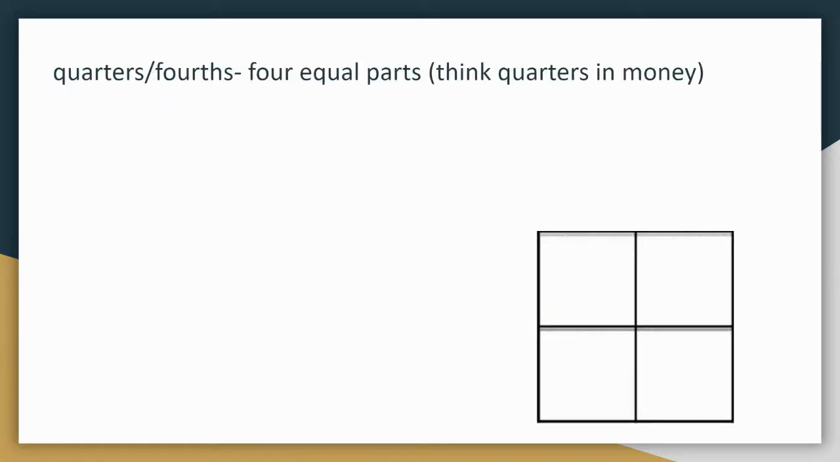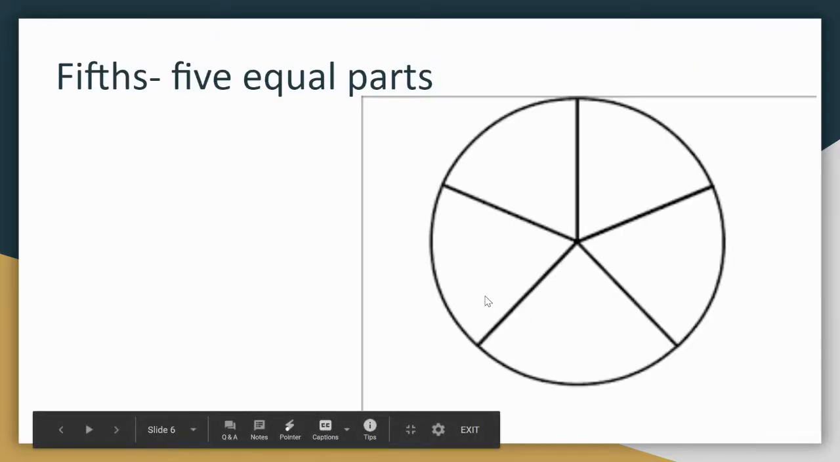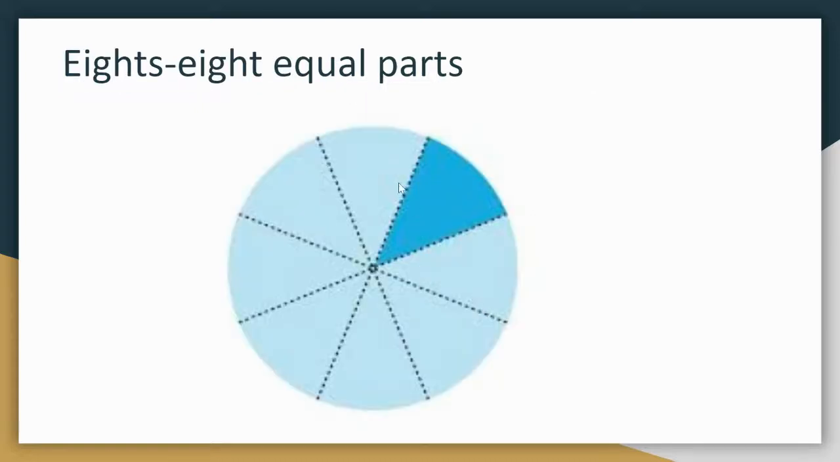Quarters, fourths, 4 equal parts. You can also think of 4 quarters in a dollar as another idea. Do you see how each of these squares is the exact same size? They are fourths. Fifths, 5 equal parts. 1, 2, 3, 4, 5. All the same size. Eighths, 8 equal parts. 1, 2, 3, 4, 5, 6, 7, 8.